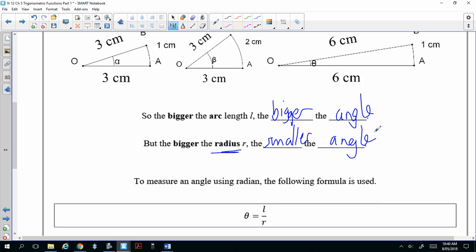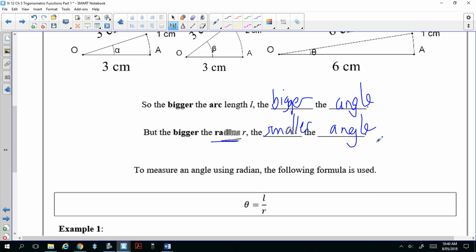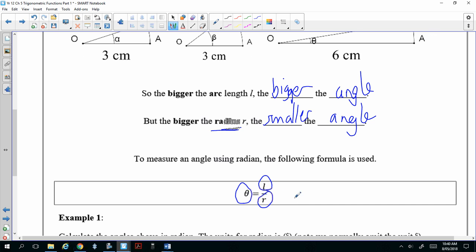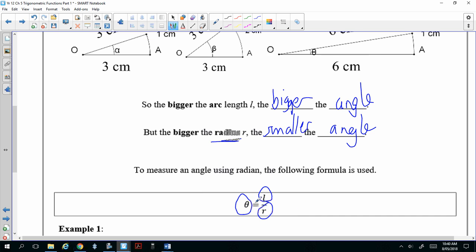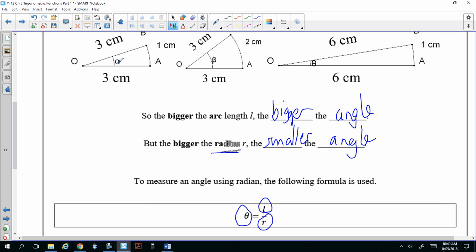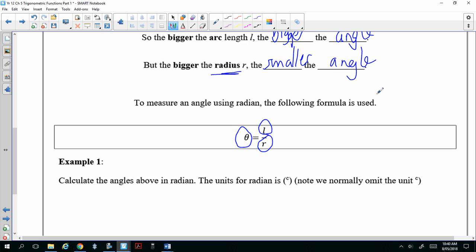So for this reason, the way to measure the angle is we divide the arc length by the radius. That's a new formula to find an angle. So it's L over R. Okay, now why do we do L over R? Let's use this formula to calculate angle alpha, beta, and theta. Okay, let's find alpha first using the formula above.